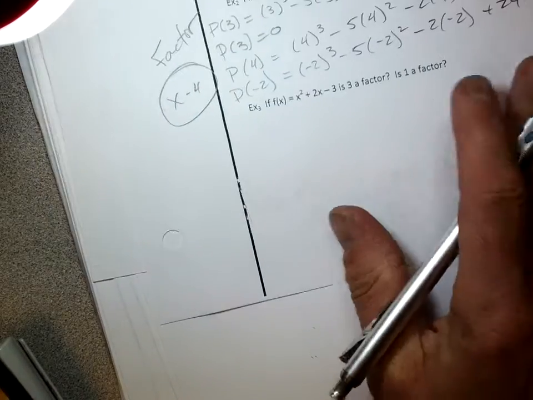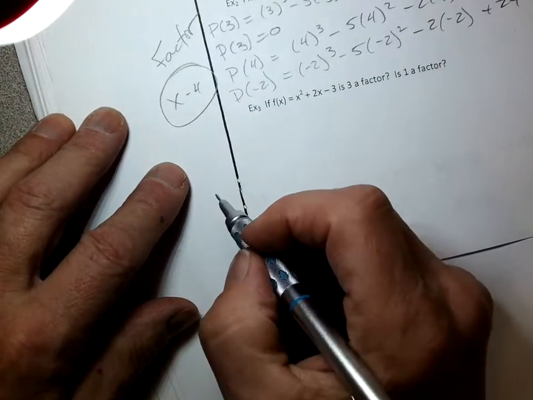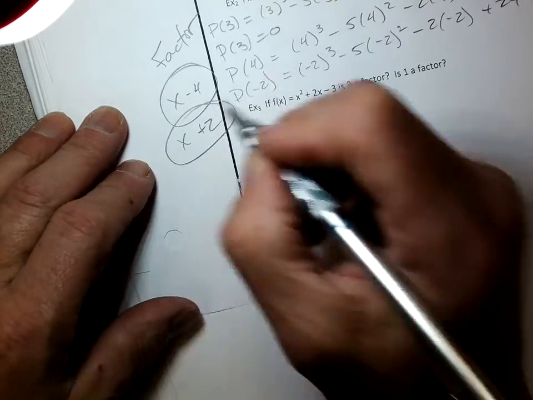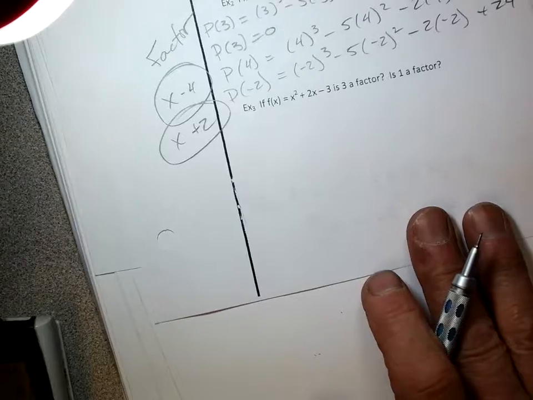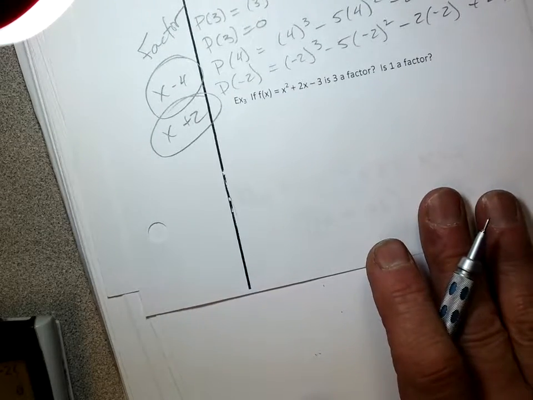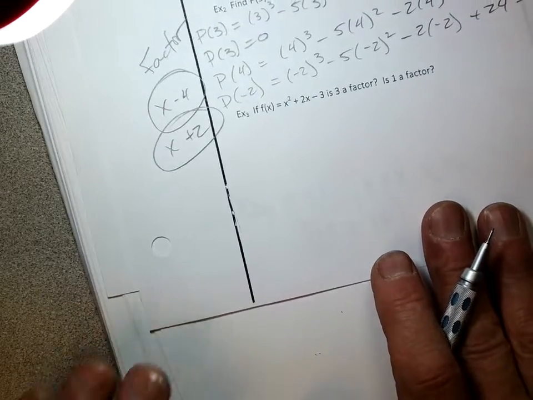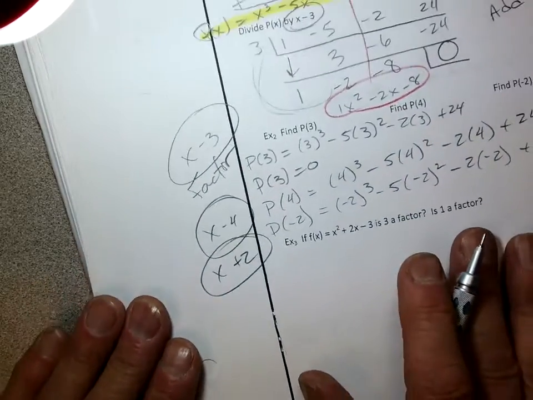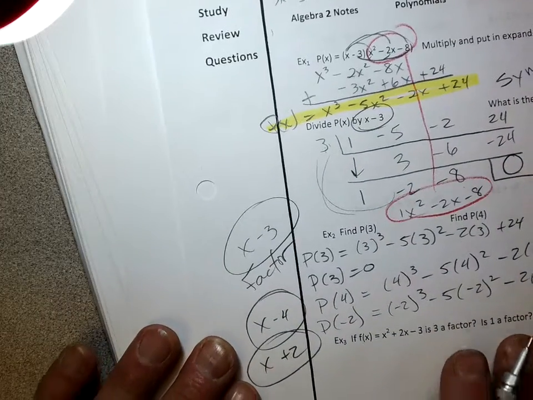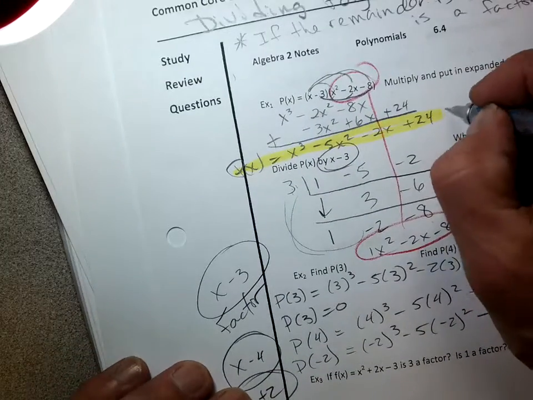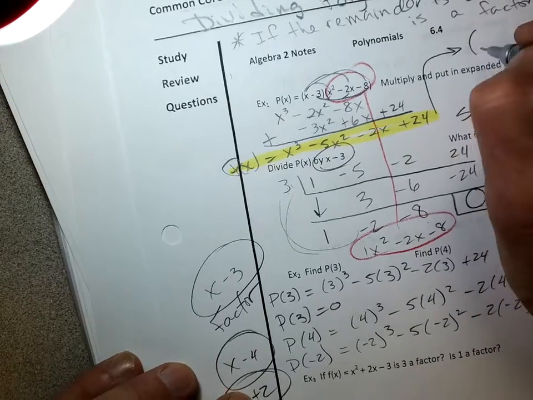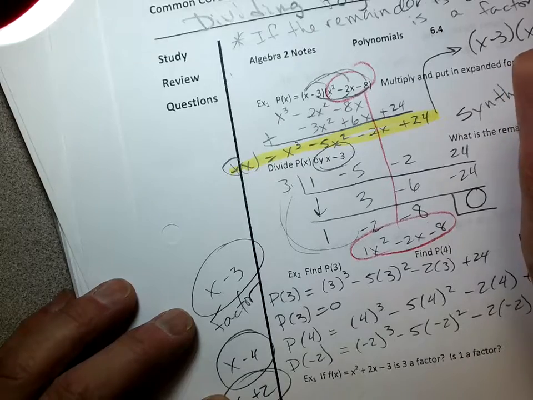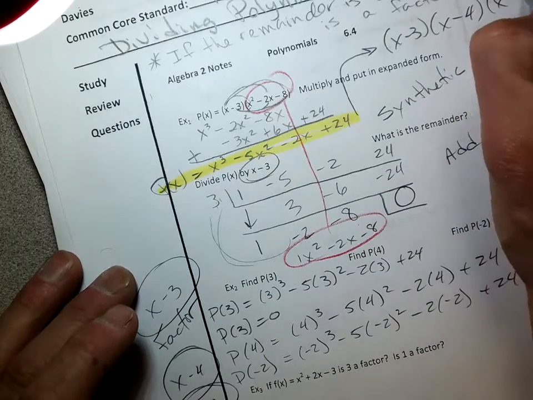Wow. What does that mean? That means that, you ready? That means that x plus 2 is also a factor. So hold on, wait. I'm going to check something out. If that's true, we know that x minus 3 is a factor, x minus 4 is a factor. So this polynomial could have been factored into an x minus 3 times an x minus 4 times an x plus 2.